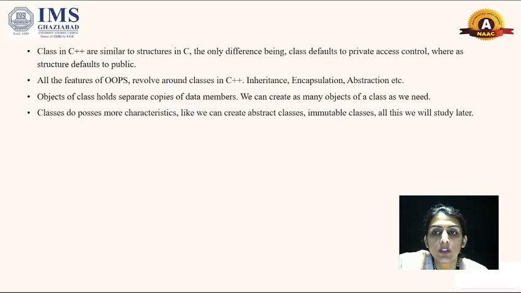All the features of OOP revolve around classes in C++: inheritance, encapsulation, and abstraction. Objects of a class hold separate copies of the data members, and we can create as many objects of the class as we need. The number of objects is not restricted. Classes possess more characteristics, like we can create abstract classes and immutable classes, and all these we'll study later.